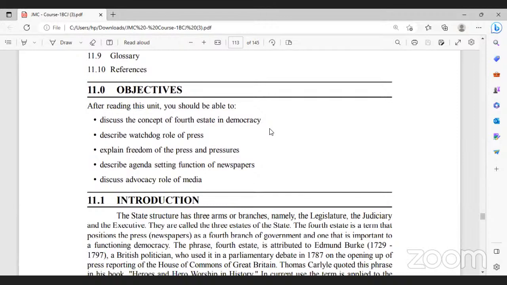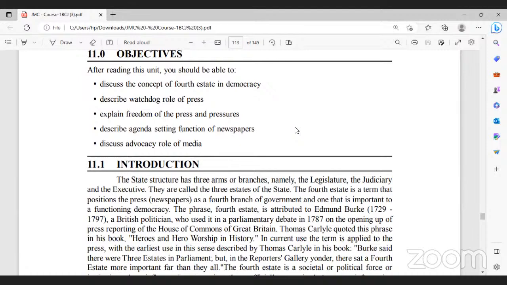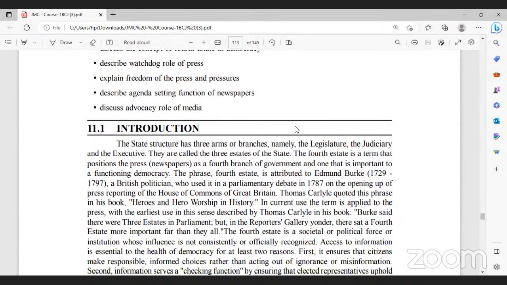Anyhow, the objectives of this lesson would be understanding the concept of fourth estate in reference to democracy, describing the role of the press as a watchdog, understanding the freedom of press and pressure, and the function of agenda setting by newspapers will be discussed. And never to forget that journalism also plays an important role, which is called the advocacy role. So we'll also discuss the advocacy role of media.